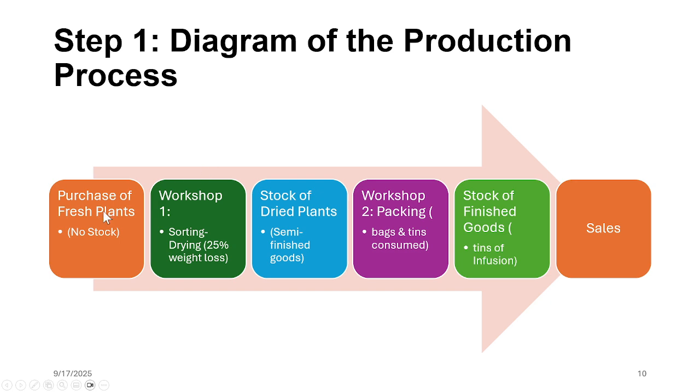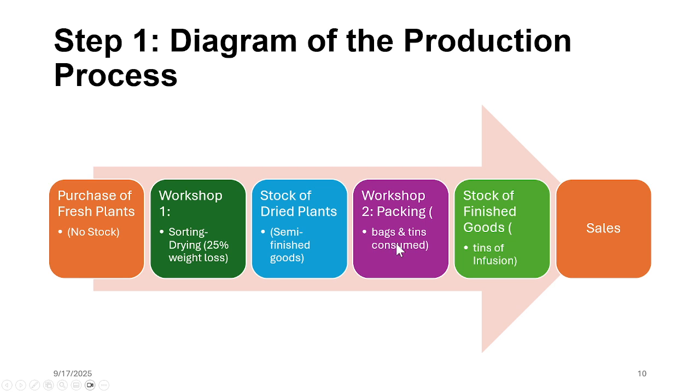So the first step, the diagram. In this diagram you see that the company purchased the fresh plant. Here we note that there is no stock, because when they buy the fresh plant, they immediately put it in the workshop, sorting and drying. In the workshop sorting and drying, we see a 25% weight loss due to water evaporation. After that, we have a semi-finished product, it means the dry plants. So we have to store it, and after that, it will be used in the next workshop.